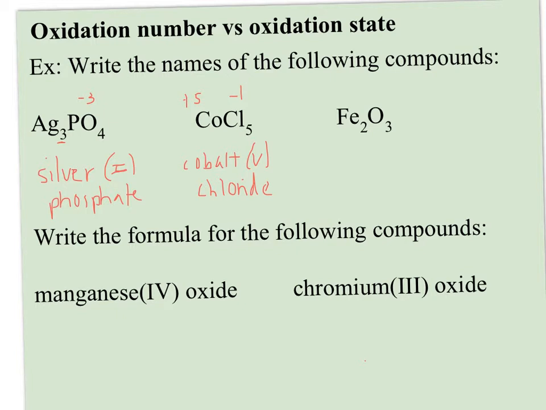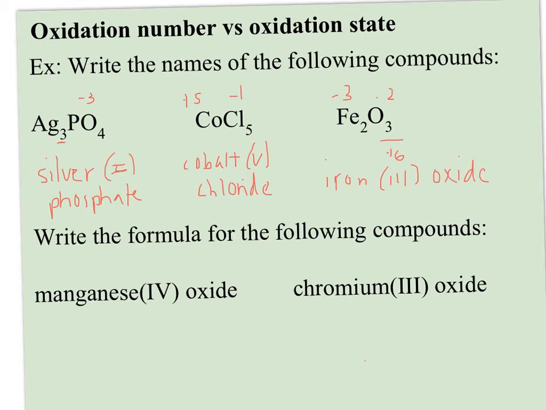And then Fe2O3, if oxygen has a -2 for a total of -6, then I have 2 Fe to share or to lose those 6 electrons. Each Fe must be a +3. So this would be iron(III) oxide.